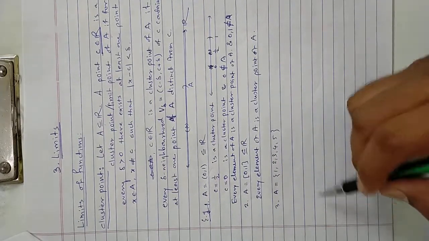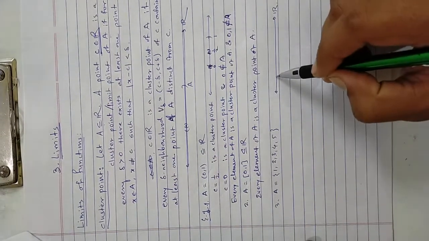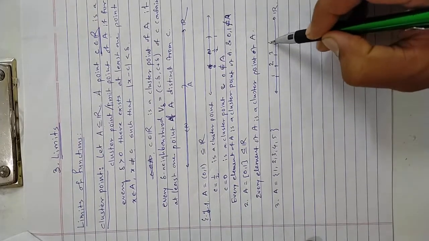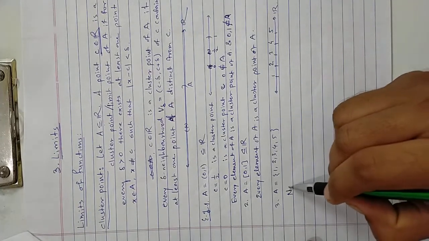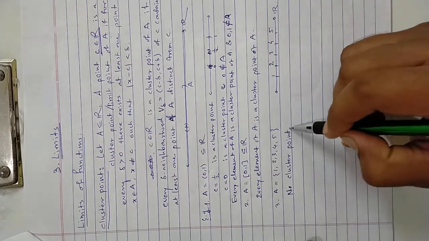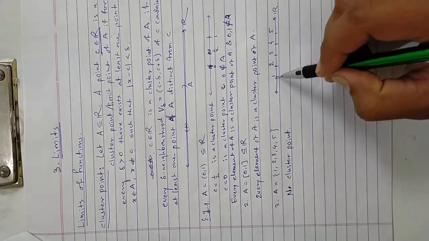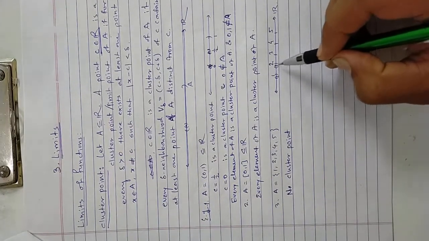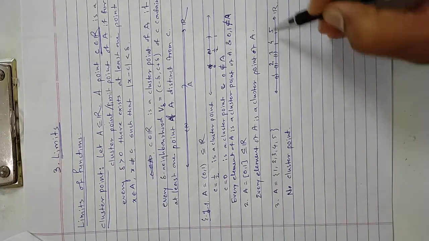Now if I take set A to be 1, 2, 3, 4, 5, what is the cluster point? What is my subset? If this is a real line, my elements are: this is 1, this is 2, this is 3, this is 4, this is 5. So there is no cluster point, because at any point, however small the neighborhood I draw around point C, that means either 1, 2 or out of 1, 2, 3, 4, 5.